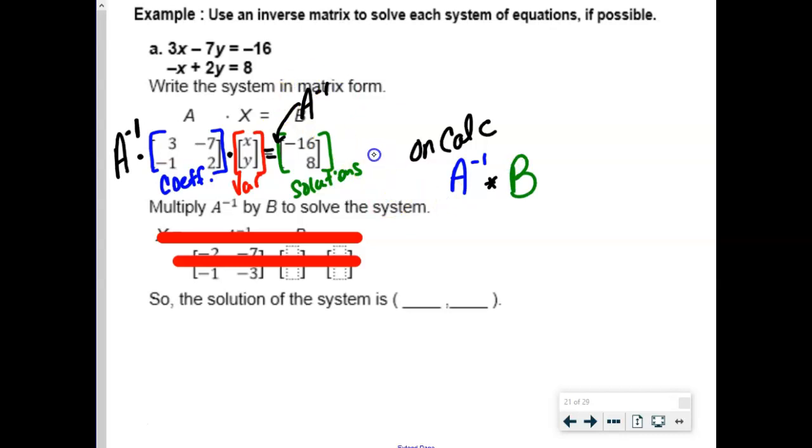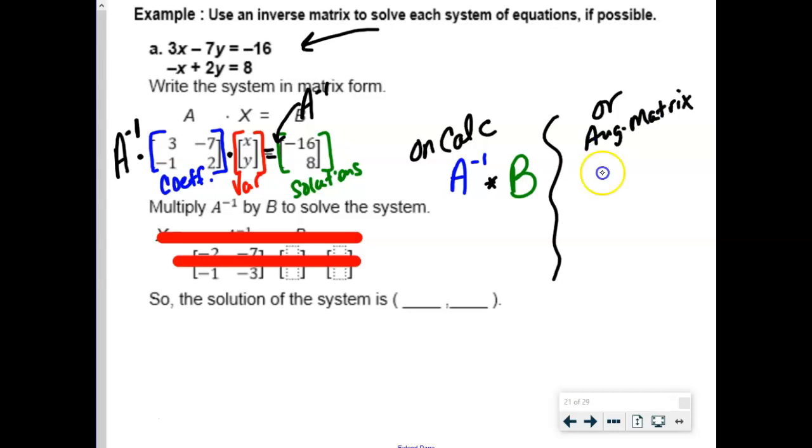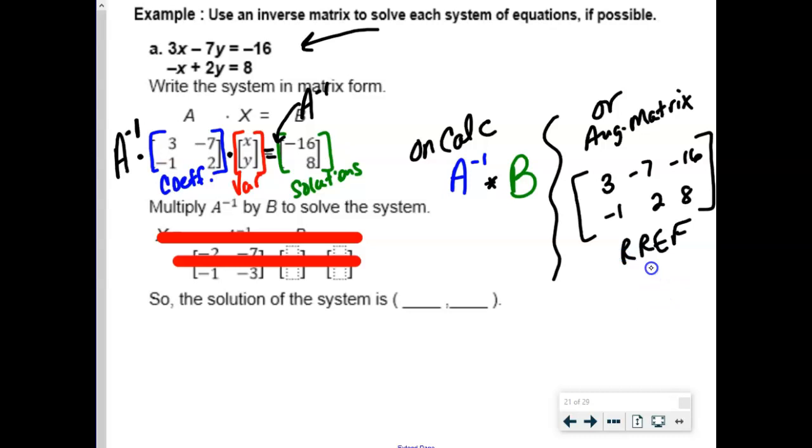And that is one way that you will produce the answers for x and y. Or you could go back to yesterday. How would you have solved this yesterday? Go back to the original problem. You would have set up an augmented matrix, and that would have looked like this: 3, -7, -16, -1, 2, and 8. And then you would have done RREF, and you would have gotten the answer this way as well.